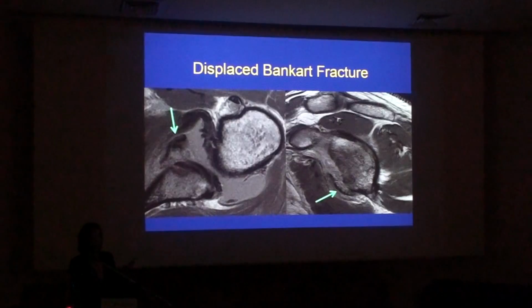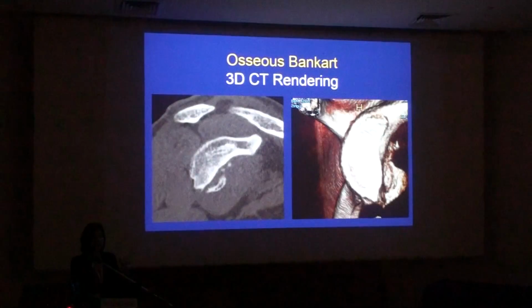And this is an acute injury from an anterior dislocation. It's black on MR, but it's obvious that this is not just labrum. This is a glenoid rim bony avulsion, and you can assess that with MR or CT.